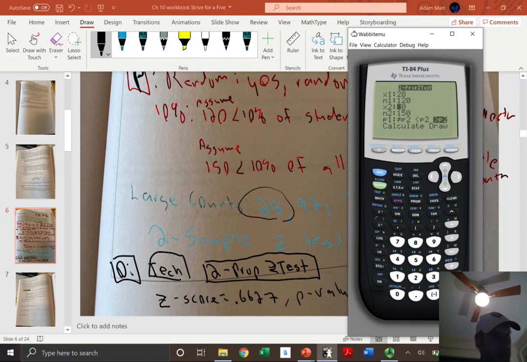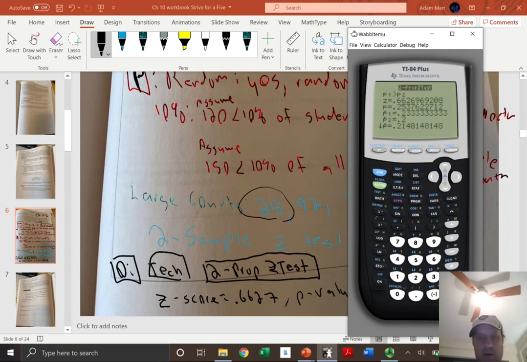Looks like I already did this problem. And then p hat sub s, that's 30 over 150. So 30, enter, 150, enter. Okay, and then remember the alternative hypothesis right here was p sub n minus p sub s is greater than 0, right? We were trying to prove that the north had a higher proportion than the south. So we're going to use right there greater than p sub 2. Press enter for calculate. That gives us right here our z-score is 0.6627.